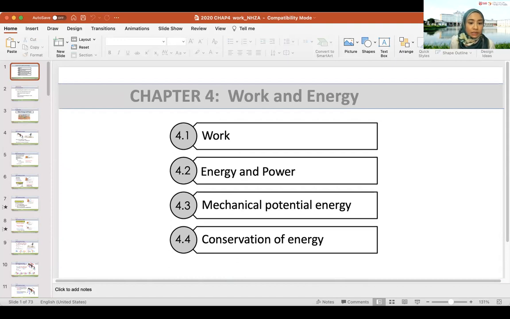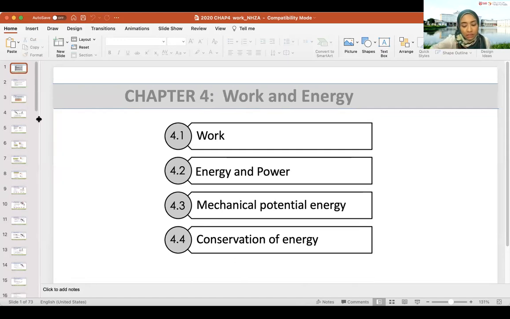So chapter 4 is about work and energy. So work and energy ni ada kaitan dengan force. So sebenarnya chapter 3 pentinglah untuk kesinambungan chapter 4. So chapter 4 is about work and energy and it is related to force. So for this chapter, we are going to learn on work, energy and power, mechanical potential energy and also conservation of energy. So in Malay, I think it's called keabadian tenaga.